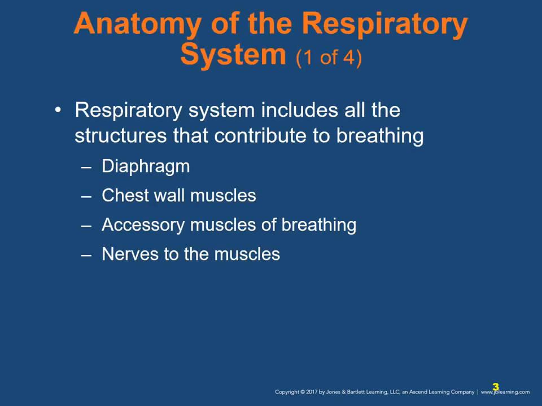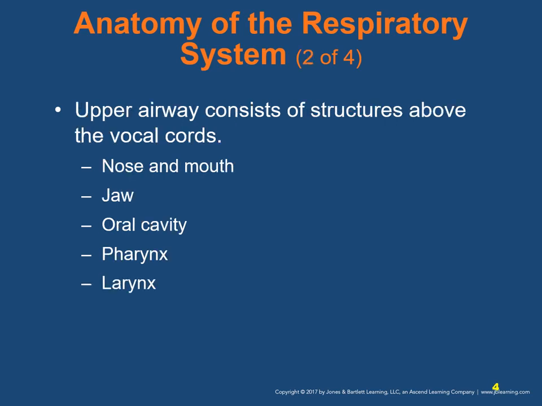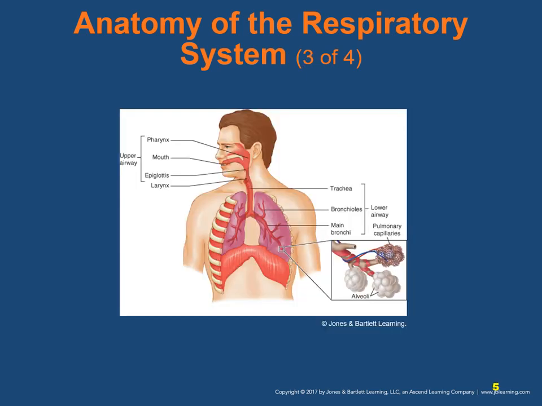Anatomy of the respiratory system. The respiratory system consists of all structures that contribute to breathing, including the diaphragm, chest wall muscles, accessory muscles for breathing, and nerves from the brain and spinal cord to those muscles. The upper airway consists of all the anatomic structures above the vocal cords: nose and mouth, jaw, oral cavity, pharynx, and larynx, the end of the upper airway. This figure shows the components of the upper and lower airways.